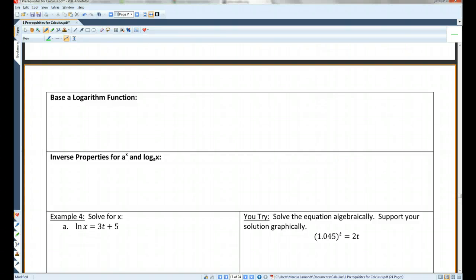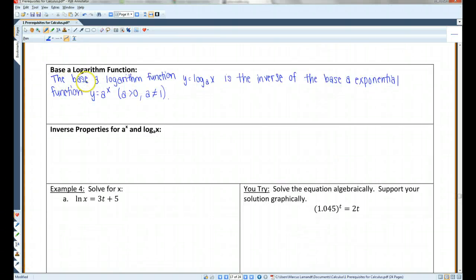Base of a logarithm function. Let me write this down. The base a logarithm function, y equals log base a x, is the inverse of the base a exponential function, y equals a to the x. This is when a is greater than 0 and a does not equal 1. So this and this are inverses of each other.